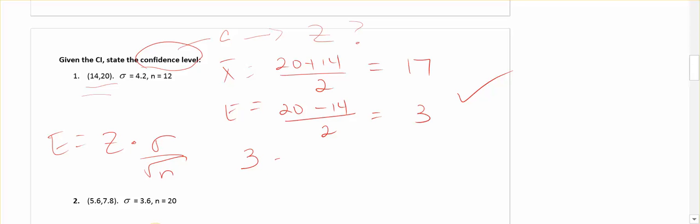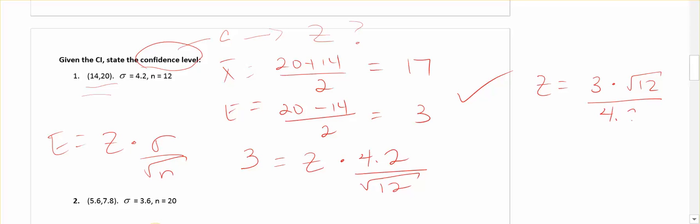So if your error is 3, you don't know Z, your sigma is 4.2, and you need the square root of 12. Can you find out how much Z is? Well, sure, you do a little bit of work. You would do 3 times the square root of 12, and then come back and divide by 4.2. So let's get a number value. And I'm rounding to the nearest hundredth because that's all my table can do.